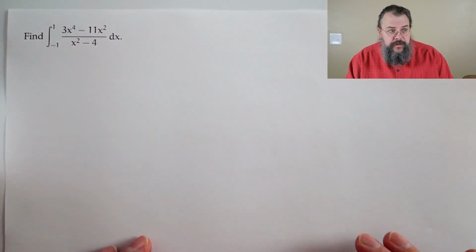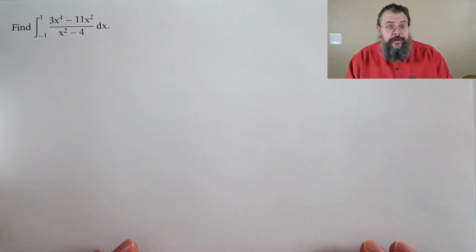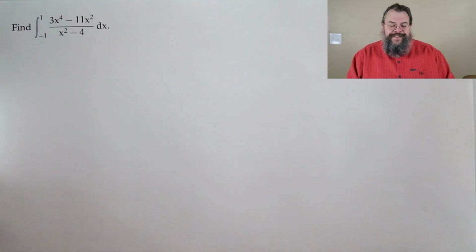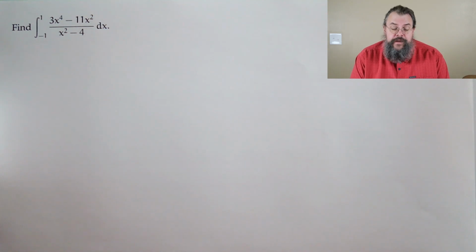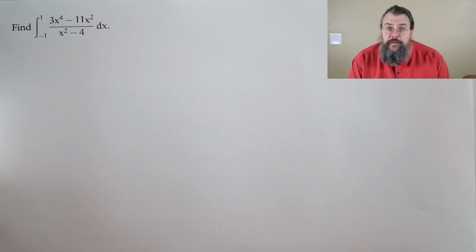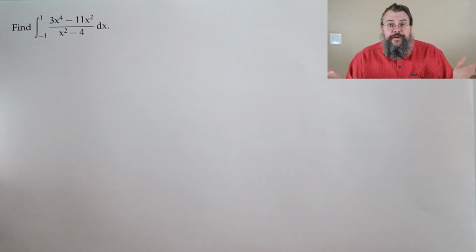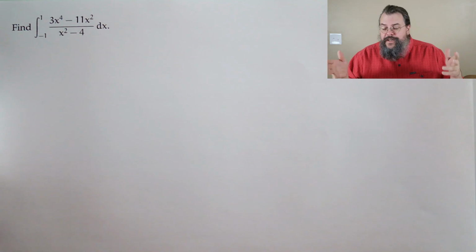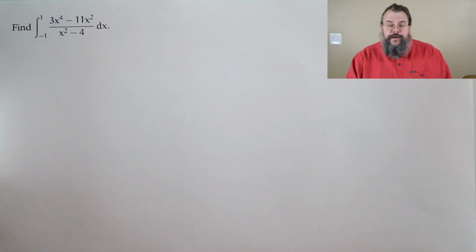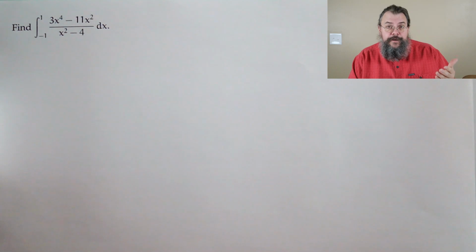Well, let's keep going. All right, here we go. Ooh, a definite integral. Well, okay, so what do we have? Find the integral from negative 1 to positive 1 of 3x to the fourth minus 11x squared over x squared minus 4. Okay, no real mysteries here. It's very similar to the last one. The only thing that's happened is we've added some bounds, and of course the function is also slightly different, but the process remains the same.